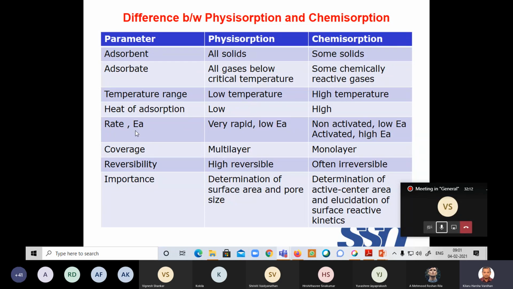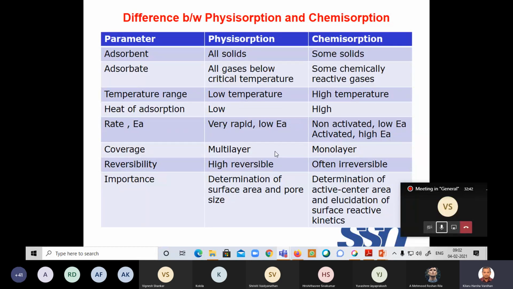The rate, that is activation energy: the rate will be very rapid here because of the low activation energy. In chemisorption there are two cases. It gets activated because of a very high Ea, or non-activated with very low Ea. One more important thing is the coverage. This is a very important parameter. Coverage generally in physisorption is multilayer, chemisorption is monolayer. What is this multilayer and monolayer?